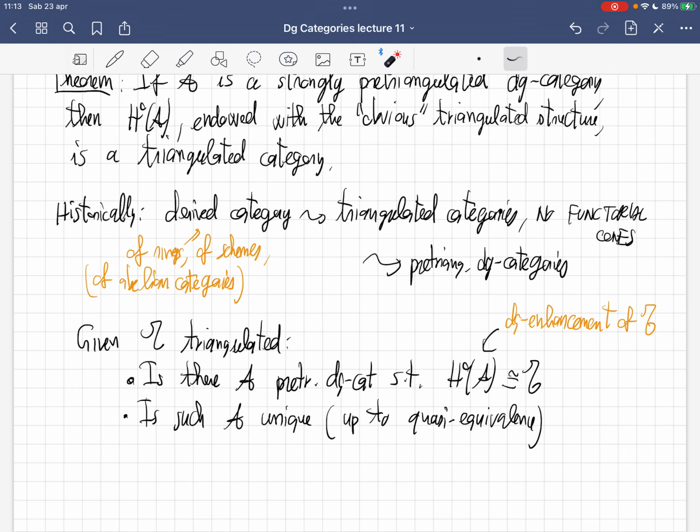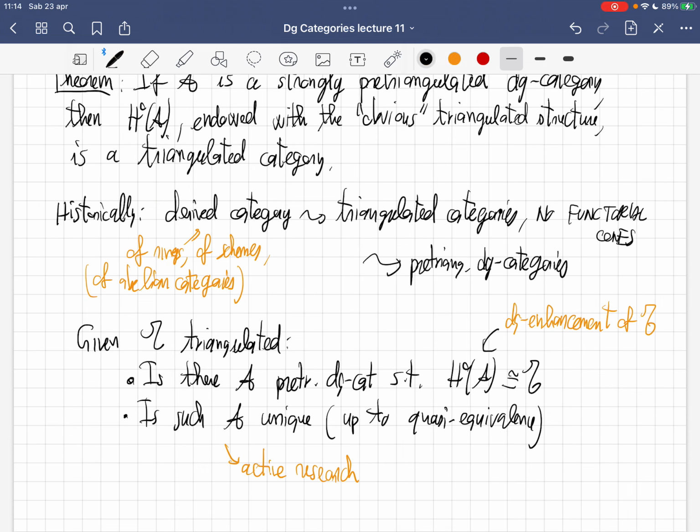If you go to spectra, then you may not be able to find a DG enhancement, and you'll be able to find some even more general kind of enhancement, called infinity stable infinity categories, or spectral categories, or also stable derivators. These are just words, but maybe you want to look them up and see what's happening there. The second problem is actually more difficult, and this is still active research now, I guess.